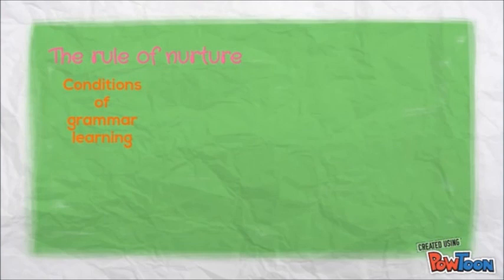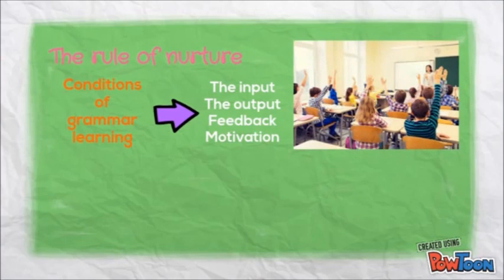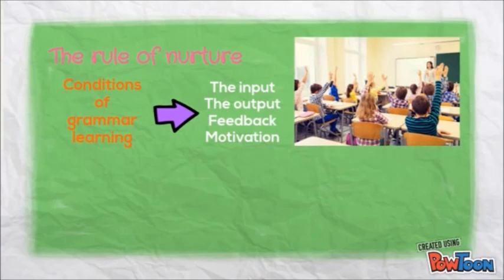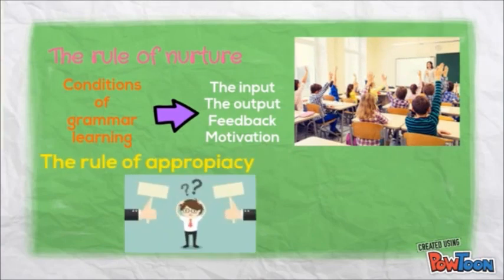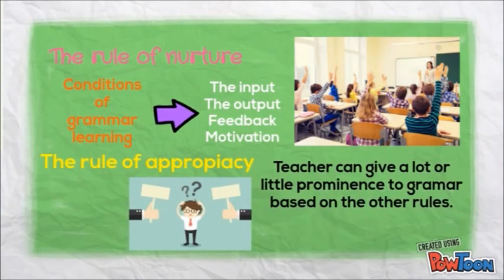Our fifth rule is the rule of nurture. It is a set of conditions of grammar learning that are the input, the output, feedback, and motivation. In other words, it is what happens in the classroom. And finally, we have the rule of appropriacy. In this rule, the teacher decides if he gives a lot or little prominence to grammar, and this rule is based on the other rules.